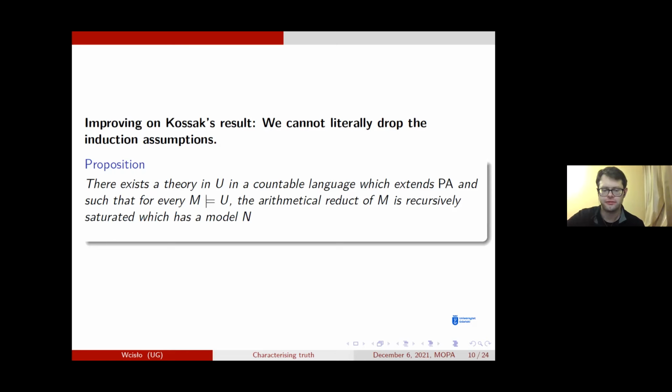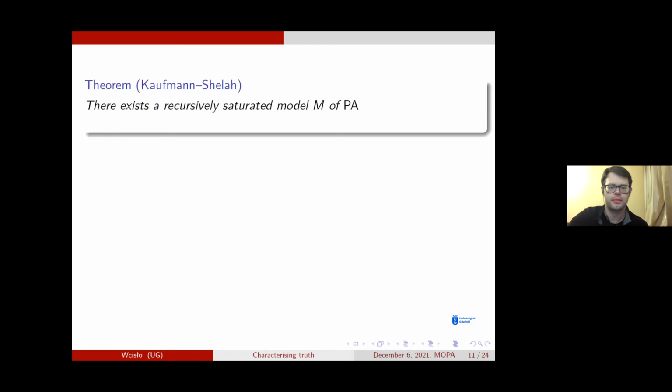So there is such a theory that has a model N that cannot be expanded to a model of UTB. So the first naive attempt won't work. What can you do? How can you push the boundaries of Kosak's result? Why? Again, it's something I guess you all know perfectly well.